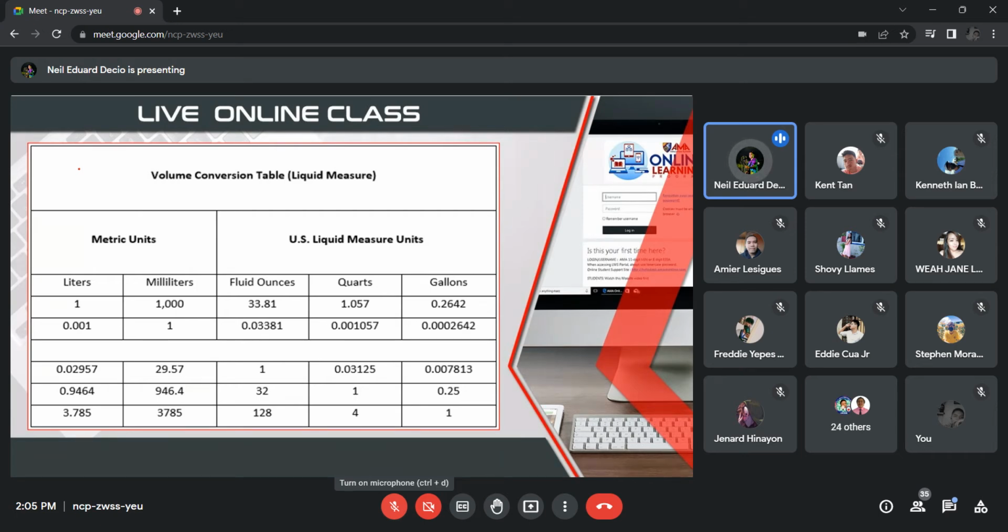Sige, anyone from the class? Kayo yung maggawa ng example. Tapos isosolve natin. What do you want to convert? Hello? Hello? Quarts to milliliter. Okay. Sige. How many quarts do you want to convert?